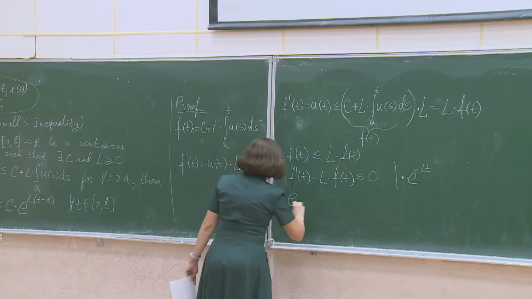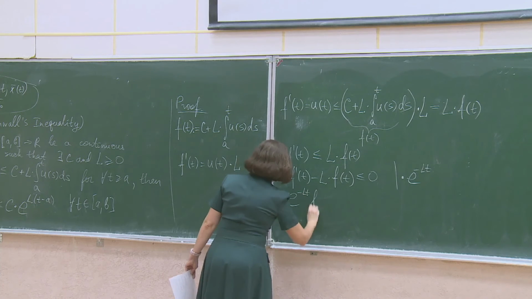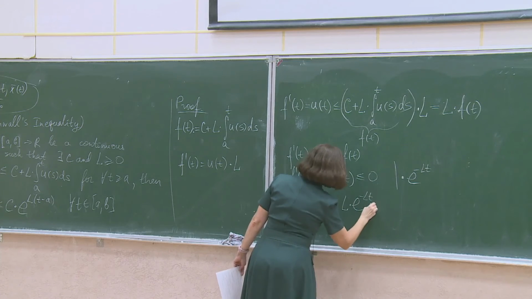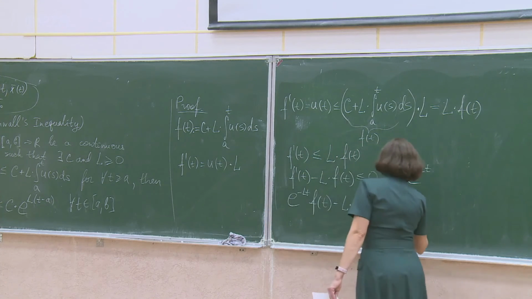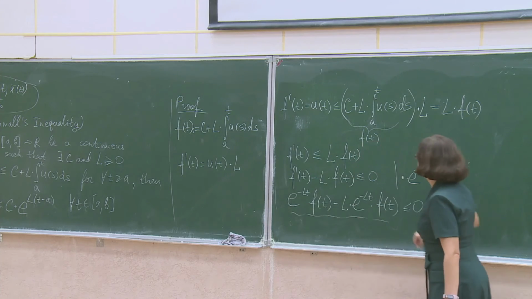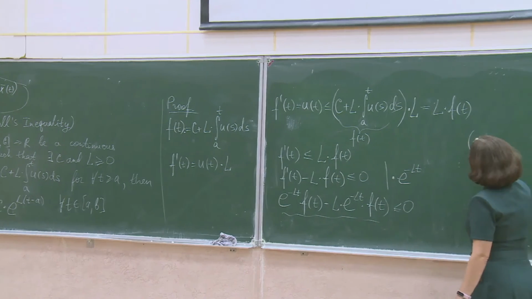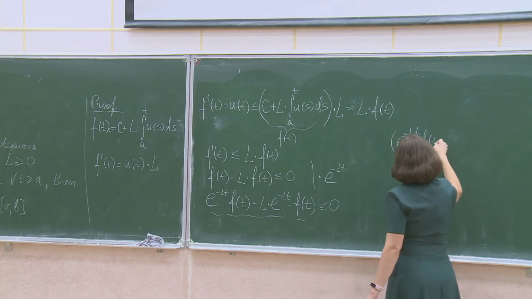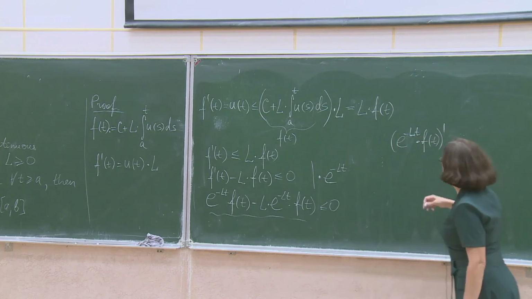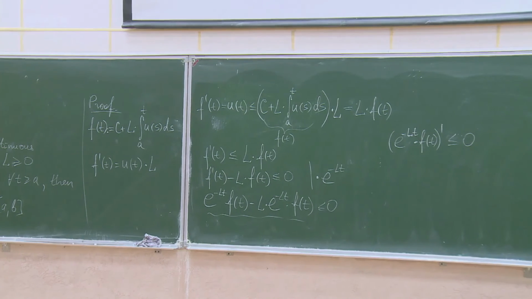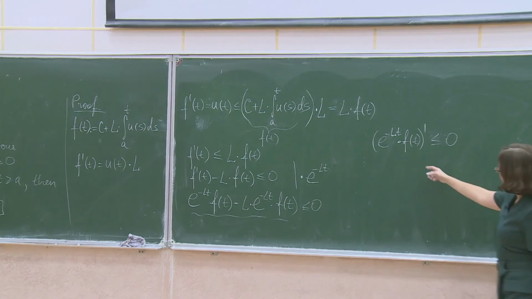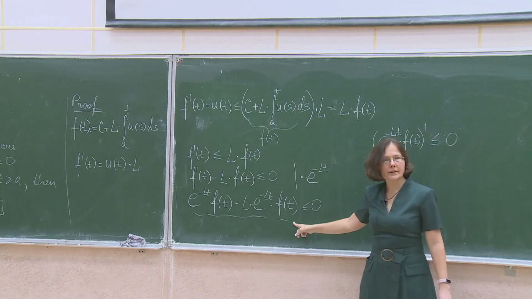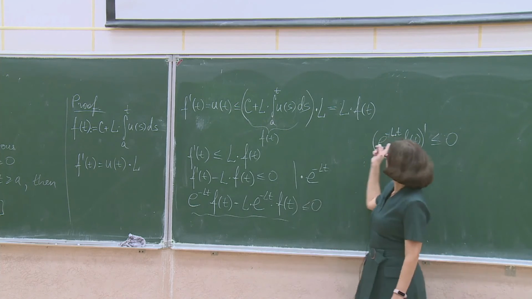Then we have the following: e to the power minus L t f prime of t minus L times e to the minus L t f of t. And we can see that this is the derivative of the function e to minus L t times f of t. Can you see this? So the derivative of this product is just the same as this expression. Is it clear?